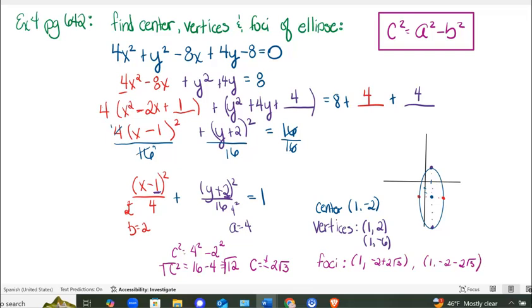So this is how you take an elliptical equation and break it apart into its parts and find the center, the vertices, and the foci. And I also added sketching it in there, even though the example didn't tell you to. Other examples do. Now this is the only example I'm going to work.